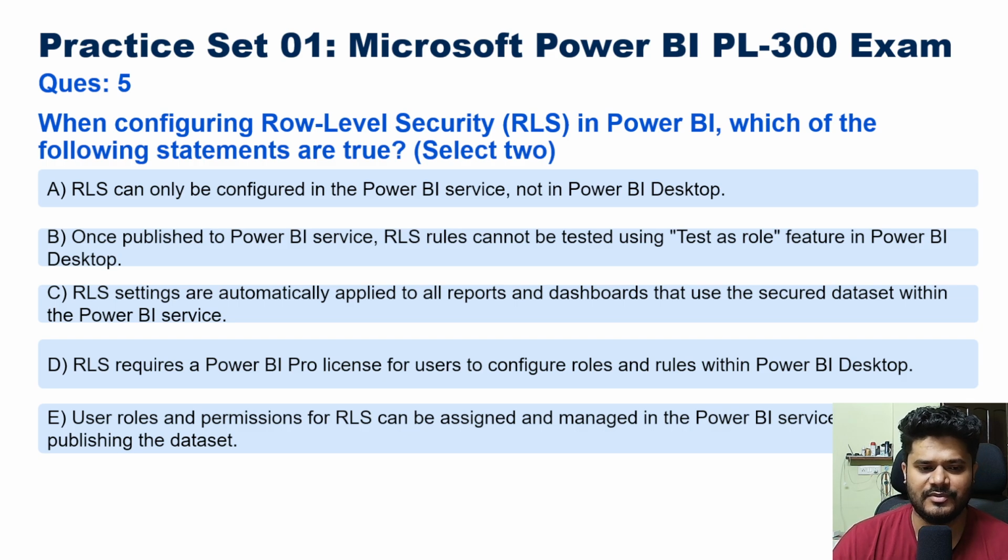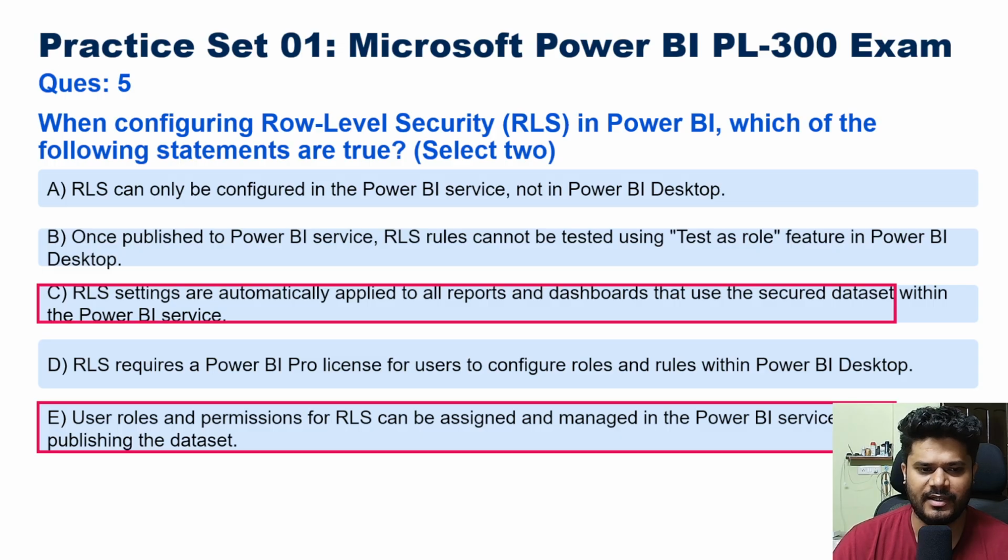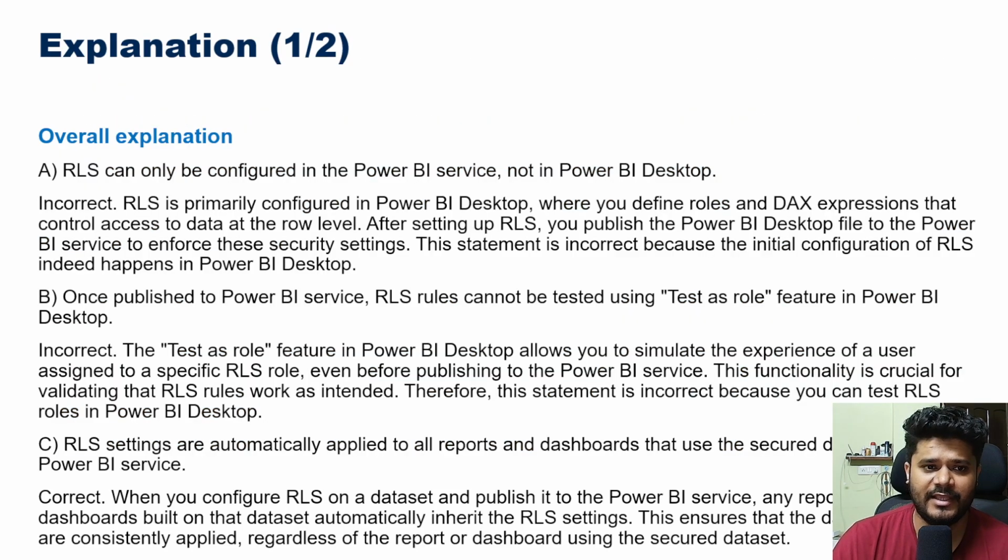So yeah, time's up. Let's see which options are correct. So these are C and E, basically talking about RLS, and we will be looking at the Learn article and overview in Power BI Desktop as well. But mostly, RLS settings are automatically applied to all the reports, and user roles and permissions can be assigned and managed in Power BI service after publishing the dataset. So yeah, let's look at the explanation.